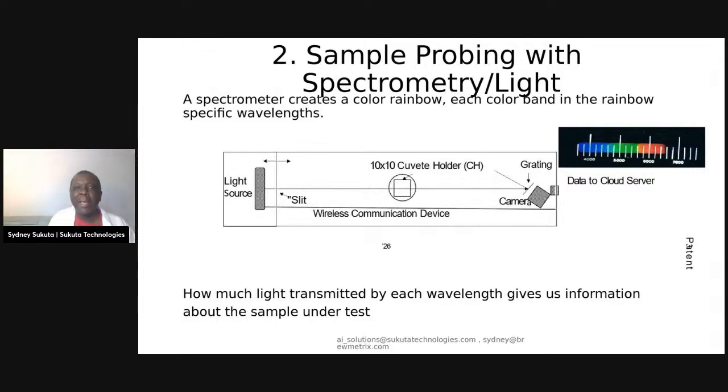So here we have light, and if you ever pass light through a prism and you have a rainbow, this is what this is all about. So you pass light through a sample, it gets into a camera of the spectrometer, and you have a rainbow like this, and that has information about what's in the sample.